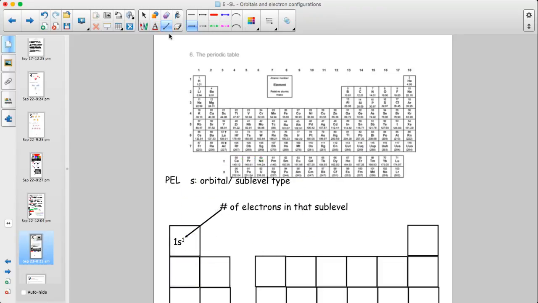And let me draw some arrows to those things. I think it'll become clearer as we do some more. So essentially what this is telling you is that hydrogen has 1 electron. Okay, there's the number of electrons, that superscript. Where is that electron? It's in the first energy level, and it's in an s orbital.